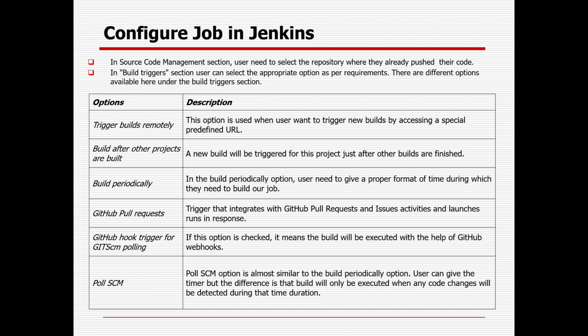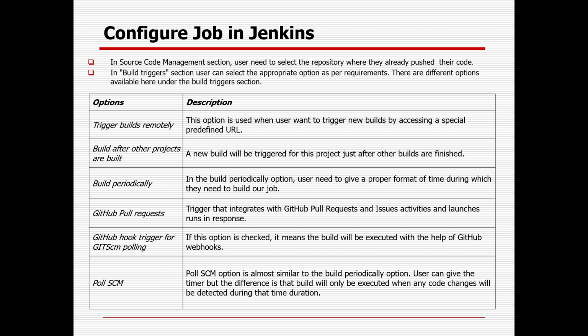This option will be used when a new build will be triggered for this project just after other builds are finished. Build periodically. In the build periodically option, the user needs to give a proper format of time during which they need to build their job. GitHub pull request trigger integrates with GitHub pull request and issues activity and launches runs in response. GitHub hook trigger for Git SCM polling. If the option is checked, it means the build will be executed with the help of GitHub webhooks.